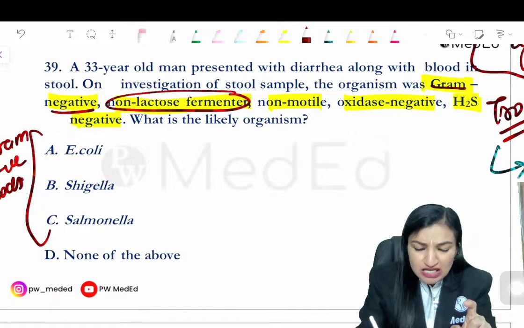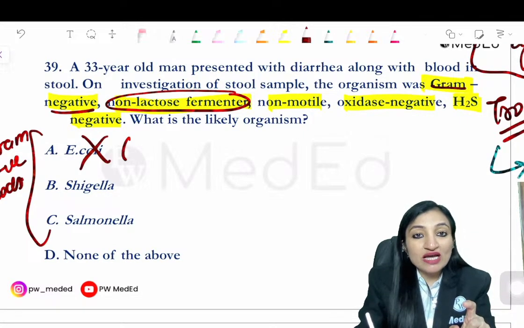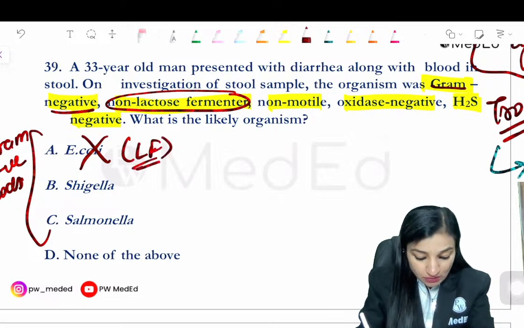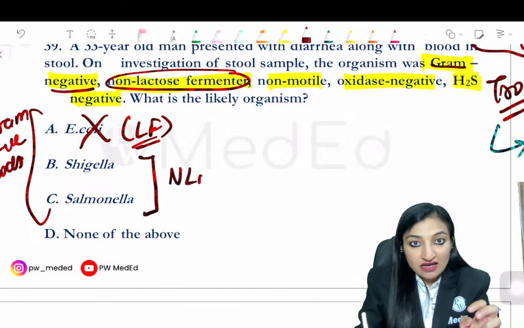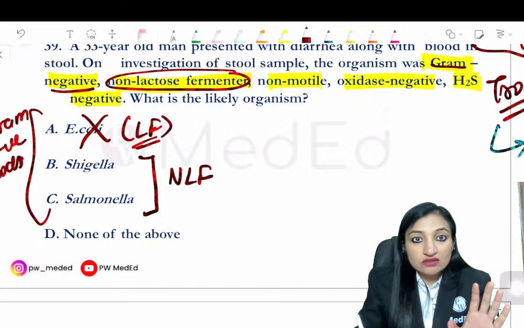Non-lactose fermenter. E. coli is straight away ruled out because E. coli is a lactose fermenting fellow. It ferments lactose, produces pink colonies on MacConkey agar. Shigella and Salmonella both are NLF. So at least we have ruled out one option.